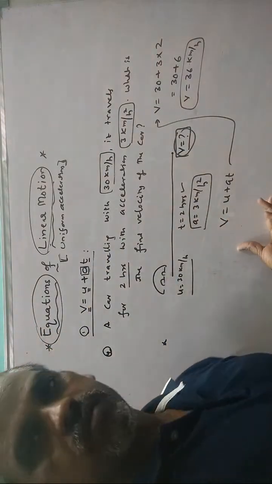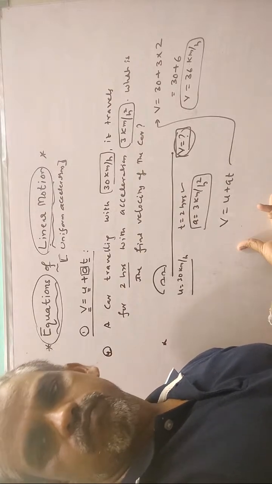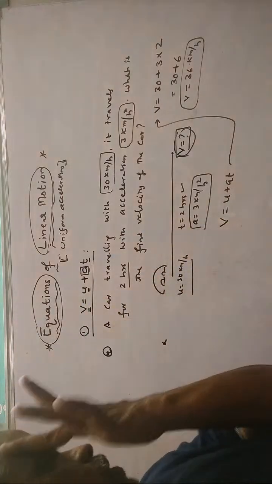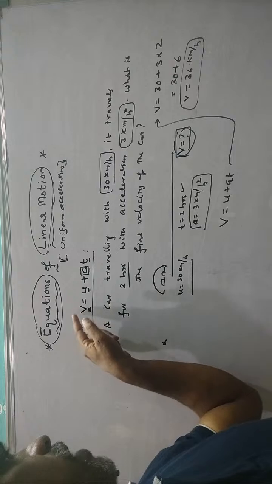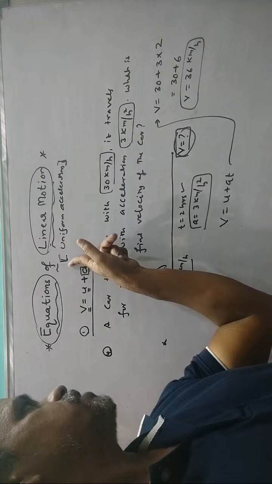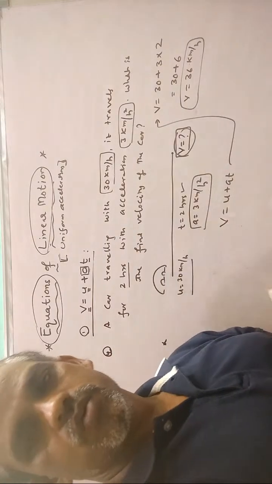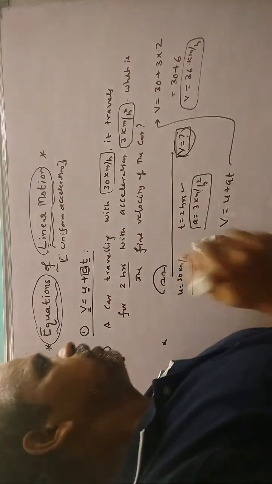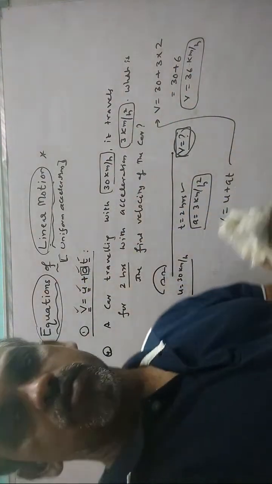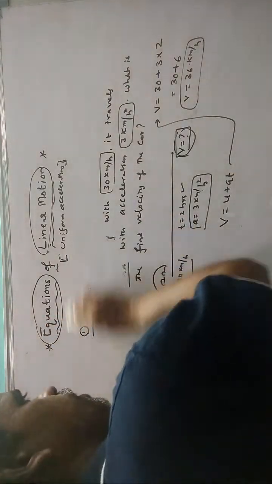Is there any confusion? You can use this equation easily. So we can use this equation to find final velocity, initial velocity, acceleration of the body, or how much time it takes, that is t. By using this equation we can find v, a, t, whatever it is, depending on the situation of the question.